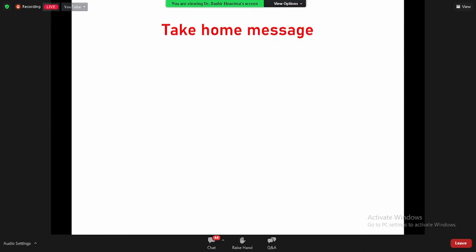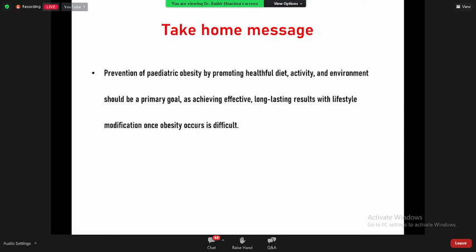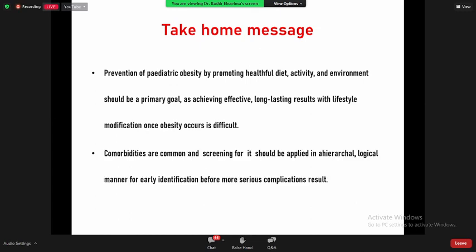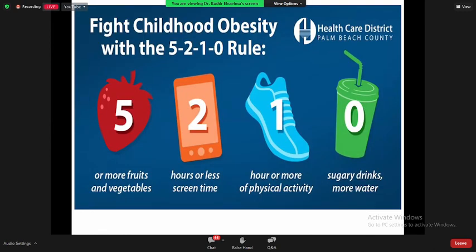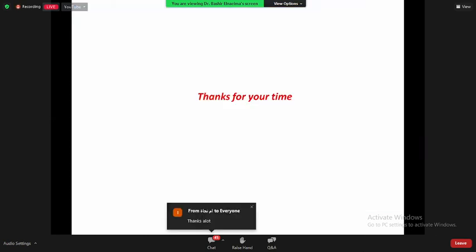Take-home message from the obesity presentation: prevention of pediatric obesity by promoting a healthful diet, activity, and environment should be the primary goal, as achieving effective, long-standing results with lifestyle modification once obesity occurs is really difficult. So you have to work more on prevention. Comorbidities are common, and screening for them should be applied in a hierarchical, logical manner for early identification before more serious complications happen. And again, 0-1-2-5 is a very useful one. Thank you very much for your time. I end the first session of my talk.